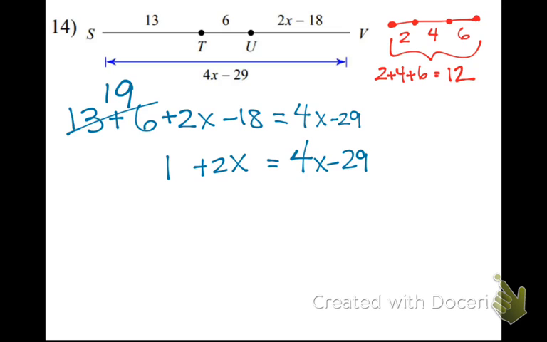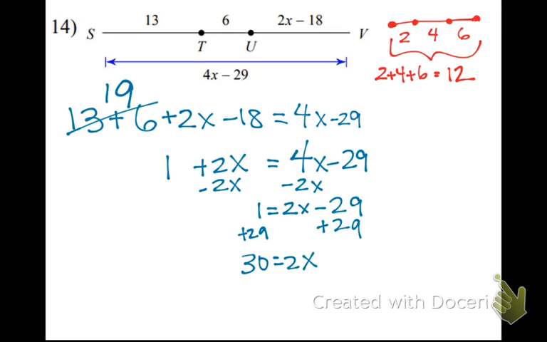Okay? What's my smaller x? 2x. So how do I move that 2x to the other side? Subtract 2x. So 1 equals 2x minus 29. All right, so then what do I do next to get 2x by itself? Not divide by 2. Add 29. Sorry, some of you are ahead of me. So 30 equals 2x. Now what do I do? Divide by 2. So x equals 15.